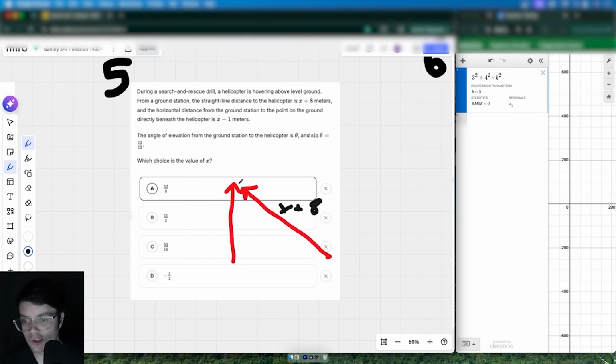And then it says the horizontal distance from the ground station to the point on the ground directly beneath the helicopter, that would be x minus 1. And so if you've been paying attention at all to the stuff I've said so far, you would know this is in fact a right triangle. Okay, so it says the angle of elevation from the ground station to the helicopter is theta, so that would be theta. And then the sine of theta is equal to 12 divided by 13. Now remember the rules again, we do not know that they're exactly 12 and exactly 13. We just know that that is the ratio of them.